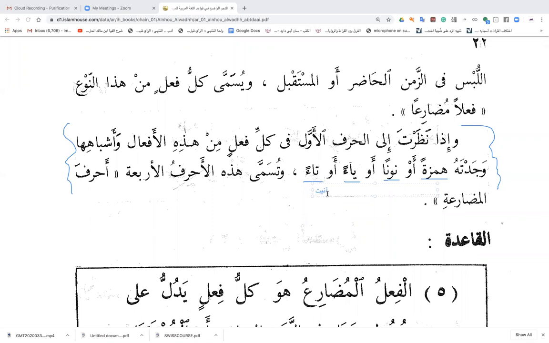Anate signifies the first letters that are always going to come in front of fi'l mudari, depending on what you're trying to say, like I for a, noon for we, ya for he or they, ta for she or you, and so on and so forth. وتسمى هذه الحروف الأربع أحرف المضارعة أو حروف المضارعة. Okay, either one is okay, inshallah.